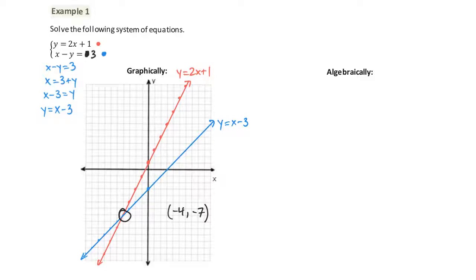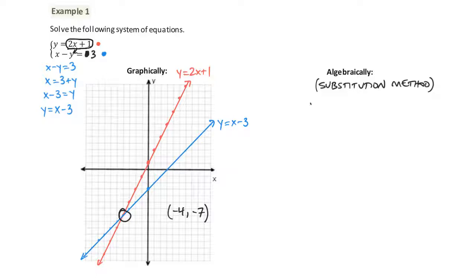Now let's support this with some algebra. We're going to do a method called the substitution method. What I see here is that I already have one equation that has a variable by itself. So what that means is I can take this other equation and plug it in for that variable, and then I'll have an equation with one variable, and then I can solve. Let me show you what I mean.